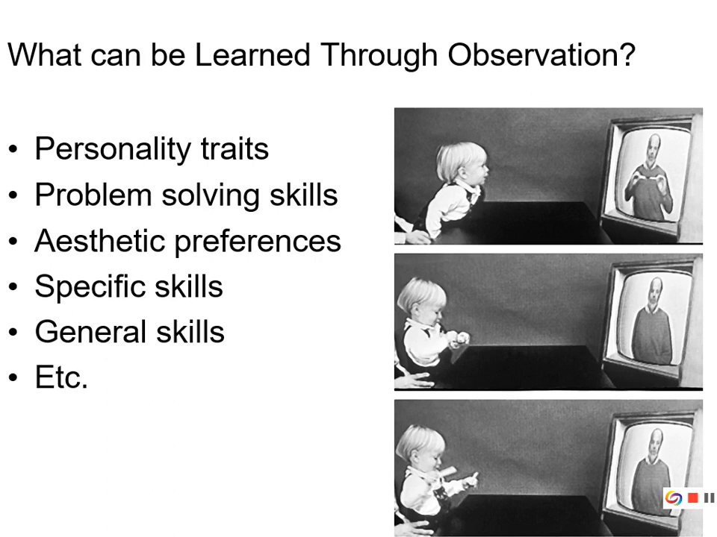So if the adult demonstrated a high standard for self-reinforcement, the children also exhibited a high standard. So it's way more than just really specific things. It can be general patterns that they're picking up, okay? Kids are smarter than they look.